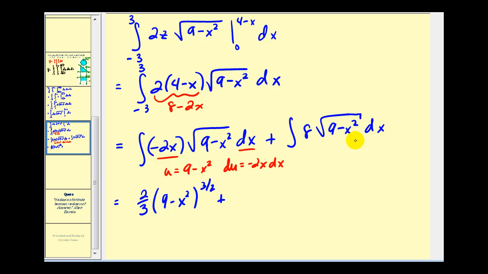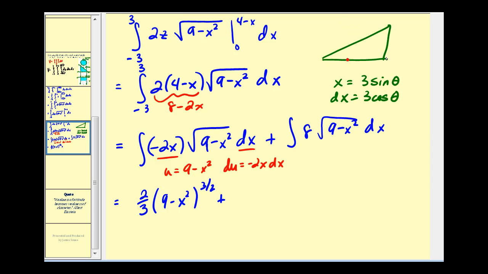Plus, now this integral is going to require trig substitution. So if we let x equal 3 sine theta, then dx would be equal to 3 cosine theta. Let's go ahead and model theta. So sine theta would be x over 3, and this side would be the square root of 9 minus x squared. Looks like I forgot the d theta here.